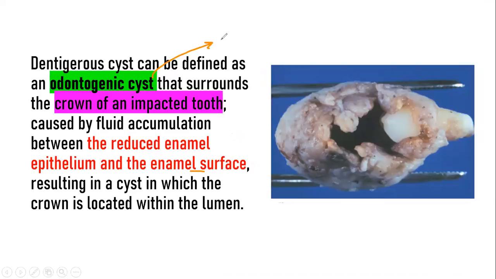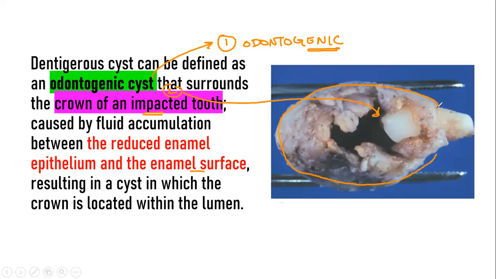Starting with the first line, it is an odontogenic cyst. That means it arises from cells that give rise to a tooth, right? The cells that are involved in odontogenesis. The second part says that it is always associated with the crown of an impacted tooth. You can see in this diagram very beautifully, the cyst is actually enclosing the entire crown of the unerupted tooth, which we have enucleated in toto. The third part tells you the reason for its formation, which is the accumulation of fluid between the reduced enamel epithelium and enamel surface. In the next few slides, I'll tell you in detail about this.